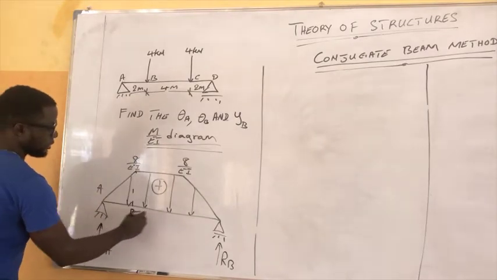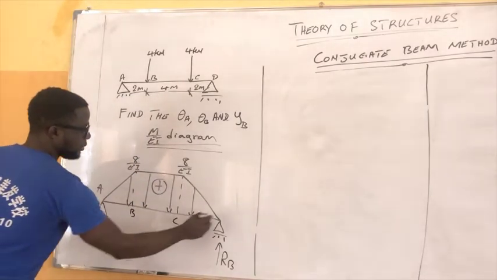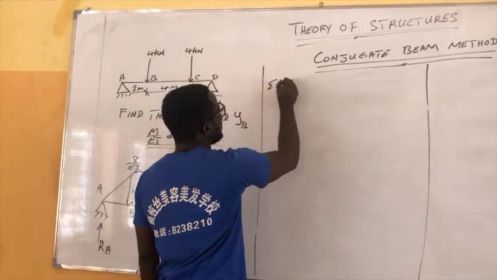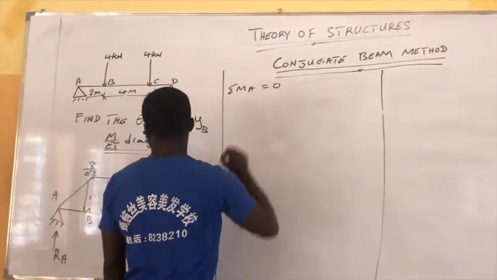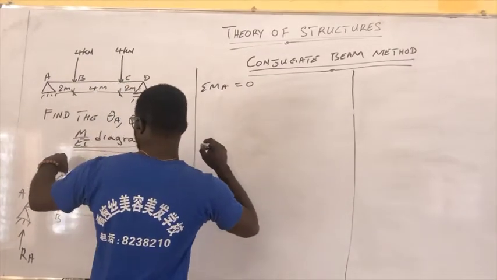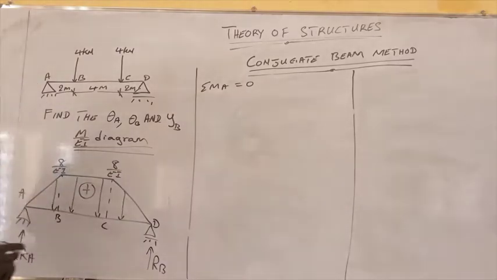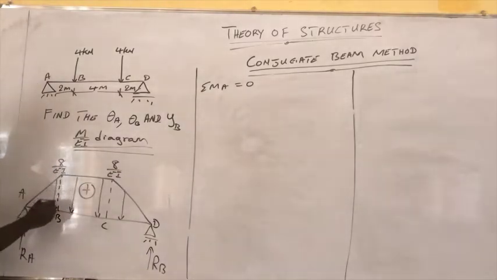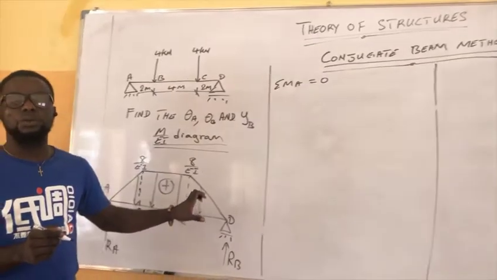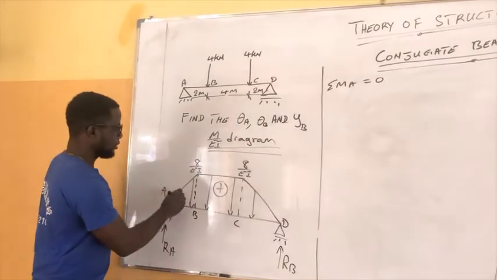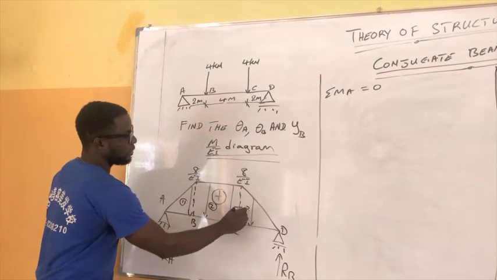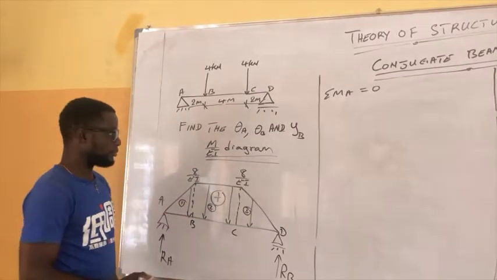This is point B, point C, point D. So I'll take my moment at point A equals to 0. Okay. So this is the point. I will divide this into 3 shapes. This is the first shape, this is the second shape, and this becomes the third shape.